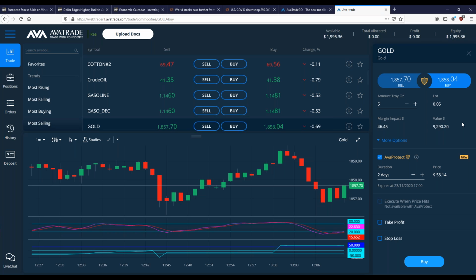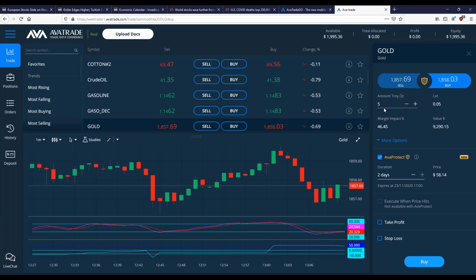So if it even went $10 in the right direction, with 5 ounces, you've pretty much made back the cost of the premium. And in a couple of days, it could go $100 the right way or the wrong way. In the case of the protection, saving you any further loss beyond the cost of the premium.